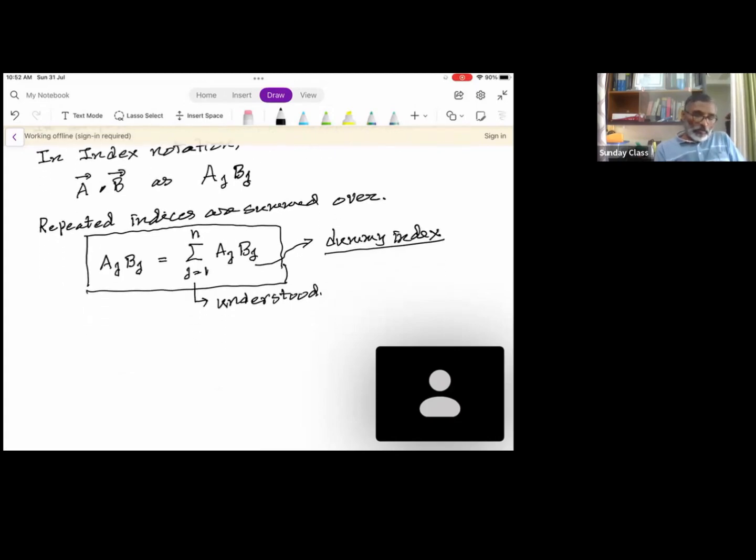So we have learned two things. The concept of free index, where the index is free to take values from 1 to whatever is the dimension of the space. And then we have the concept of dummy index, where the index is repeated and summed over.